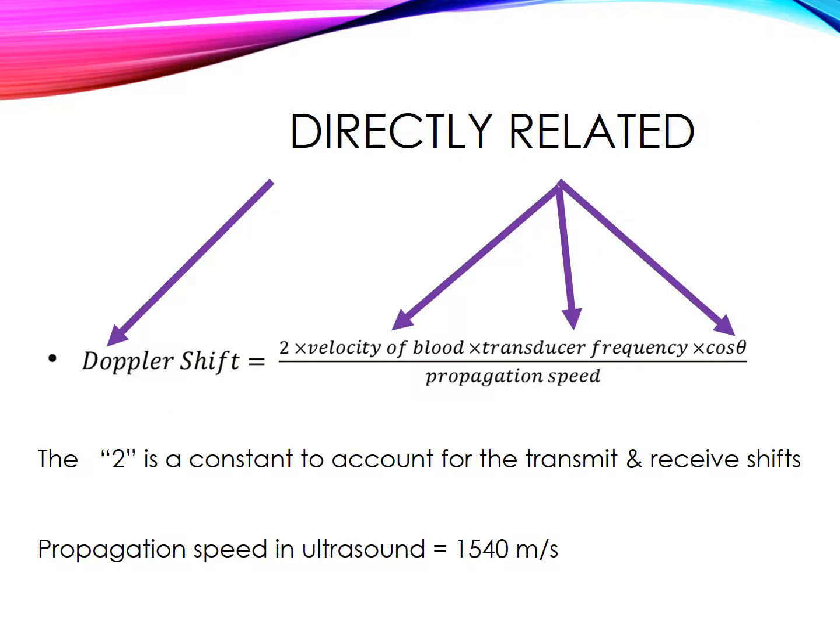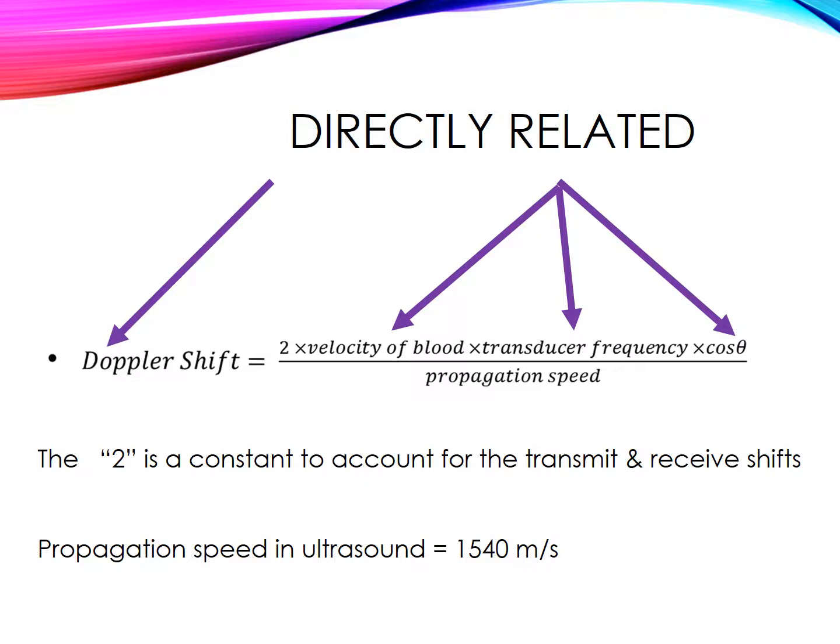So we can kind of break down the Doppler shift equation a little bit more. As I had said before, it's going to be really a matter of how all of this is related to one another. So Doppler shift, velocity of blood, transducer frequency, and cosine of theta are all directly related. If one goes up, the other goes up. If one goes down, the other goes down. Those are all directly related as they sit on opposite sides of the equal sign.